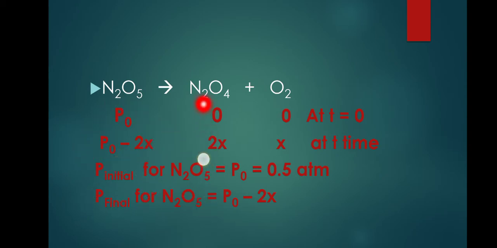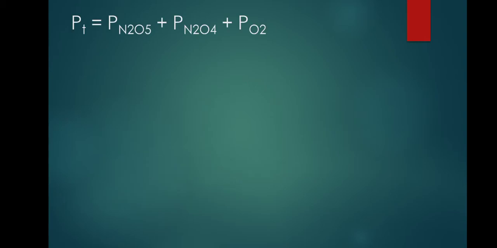P0 minus 2x is the final pressure of N2O5, 2x is the pressure of N2O4, and x is the pressure of O2. The initial pressure of N2O5 is P0, which is 0.5 atmosphere given in the question. The final pressure of N2O5 is P0 minus 2x. To calculate the final pressure of N2O5, we have to calculate the value of x. The total pressure after 100 seconds is the pressure of N2O5 plus the pressure of N2O4 plus the pressure of O2.